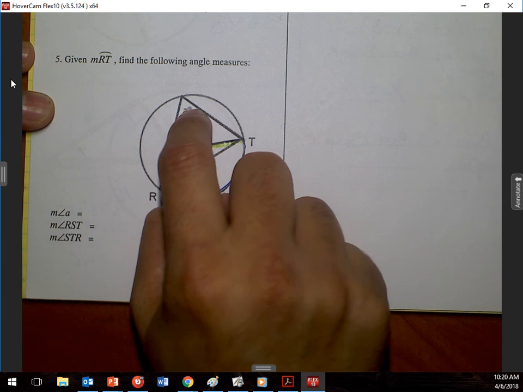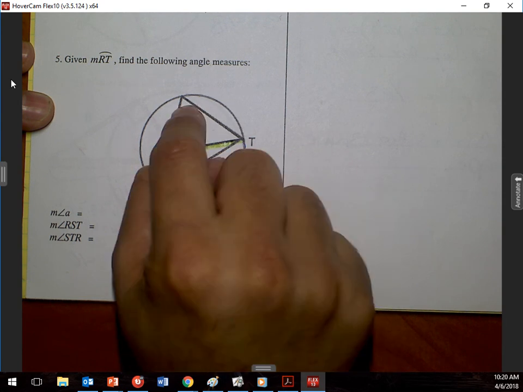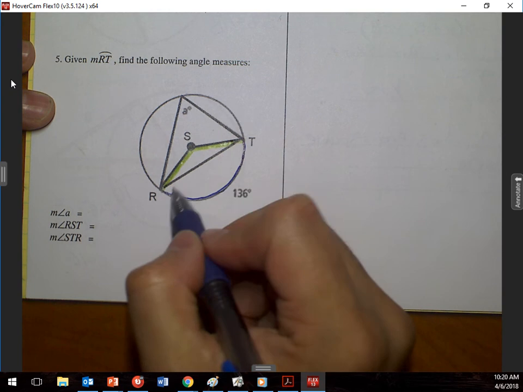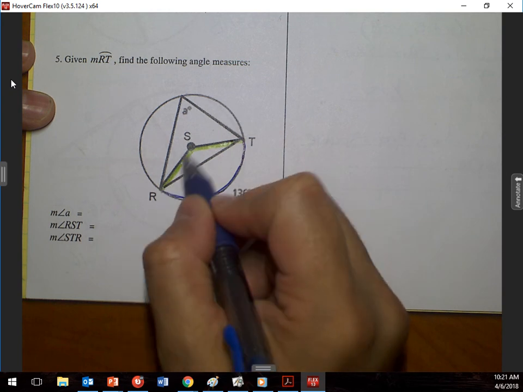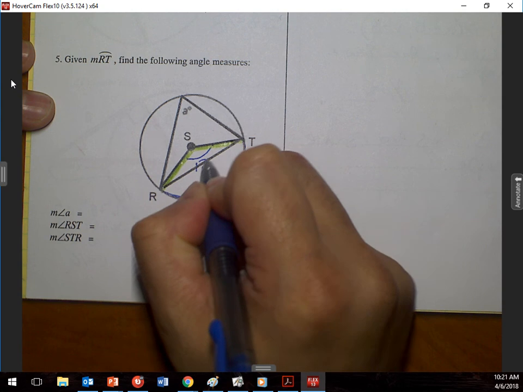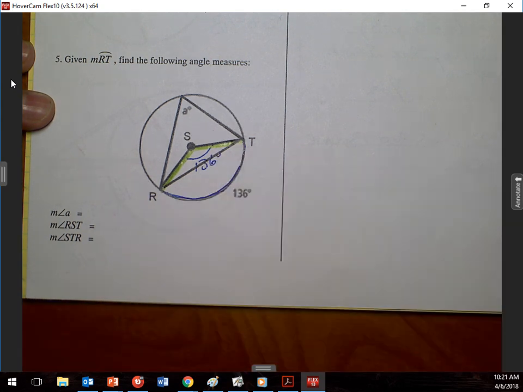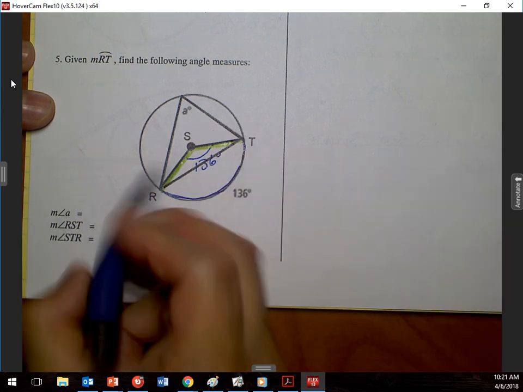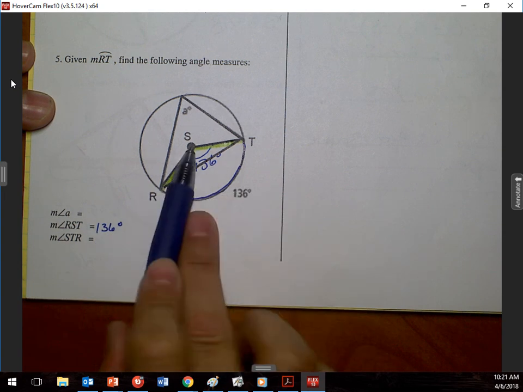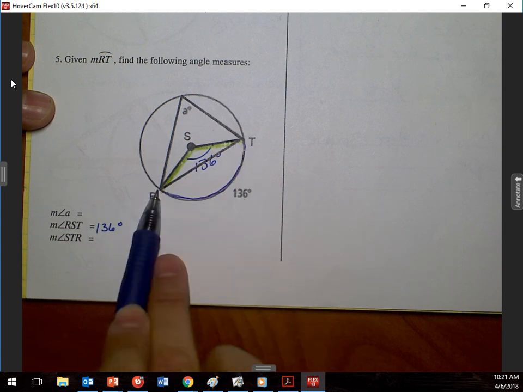Okay, you guys are talking about the inscribed angle. The inscribed is way over here. So now this one right here, I know that angle RST, from here to here, is going to be 136 degrees, because the central angle is the same as the arc.